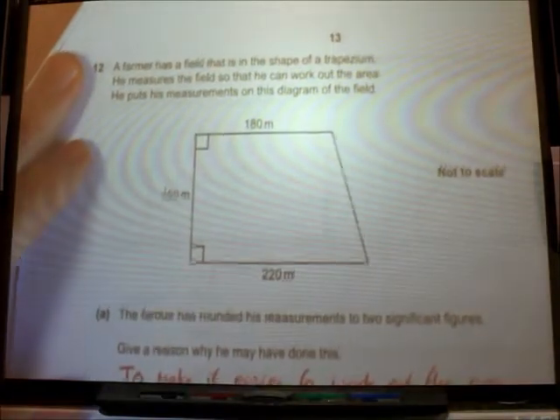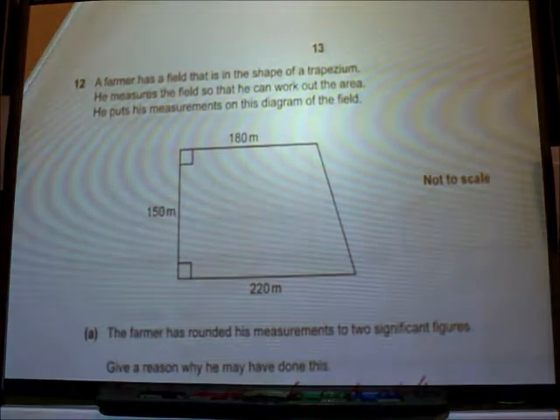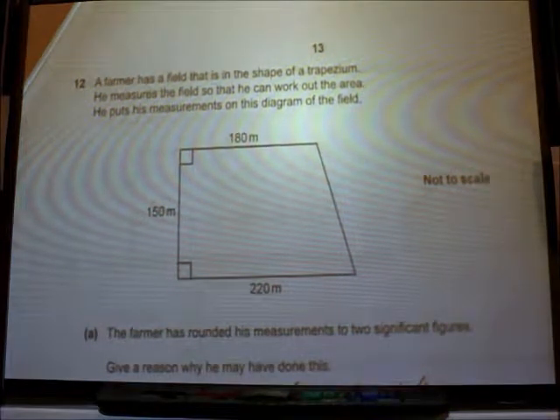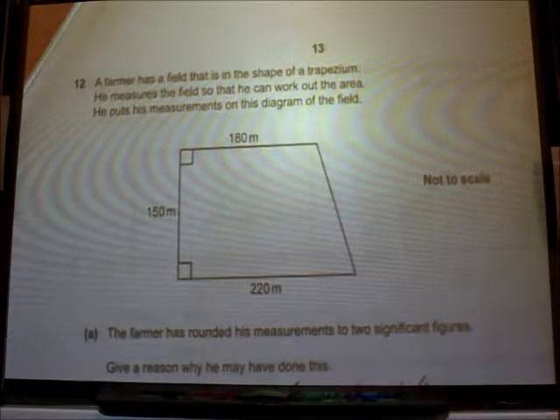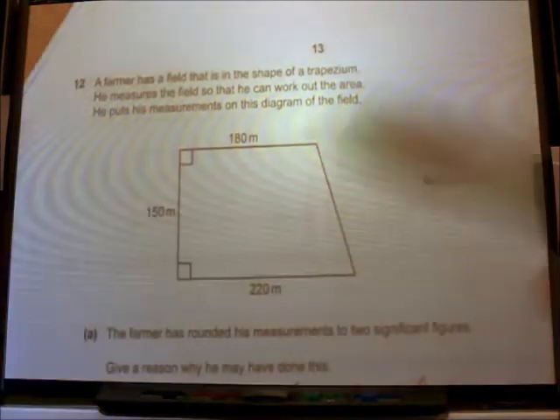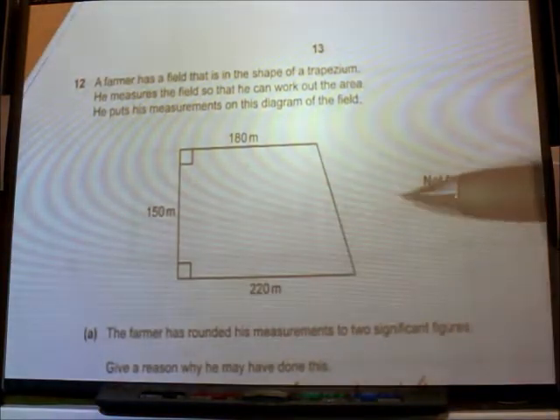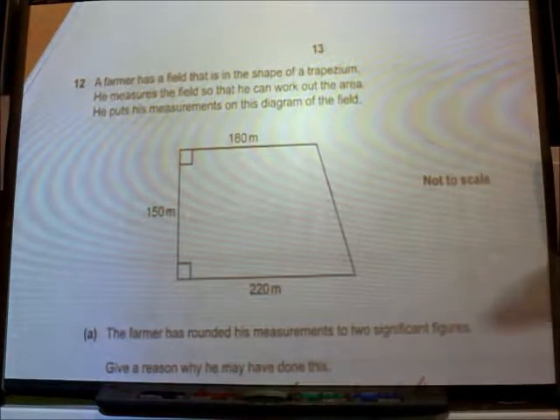Question 12, moving on. A farmer has a field that is in the shape of a trapezium, and you can see it below. He measures the field so he can work out the area. It's very sensible, and he puts his measurements on this diagram of the field. Oh, the farmer's very good at maths. He's even put right angles in. He's rounded his measurements to 2 significant figures. Give a reason why he may have done this.